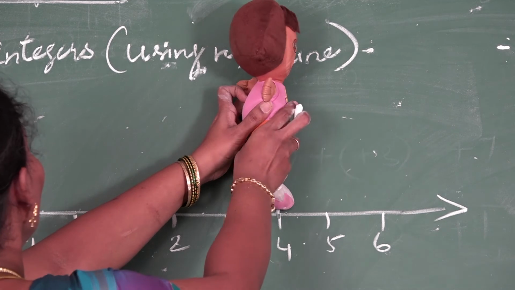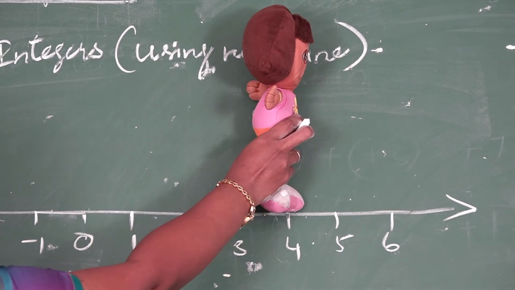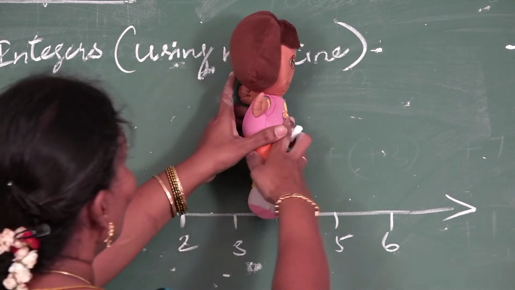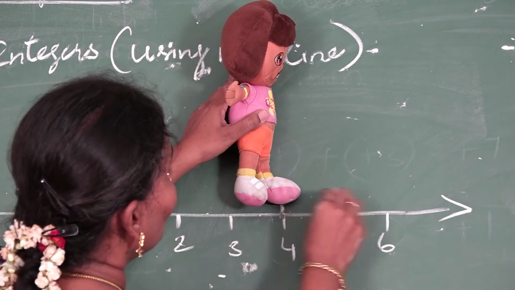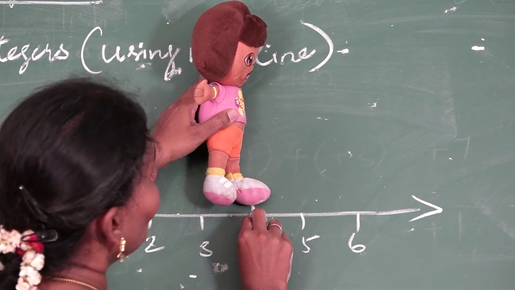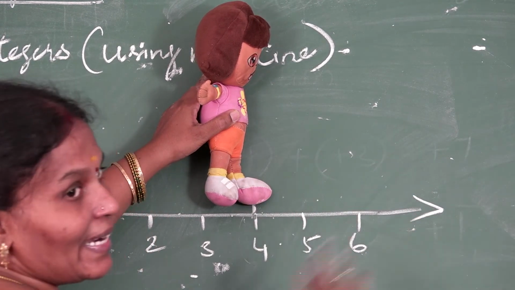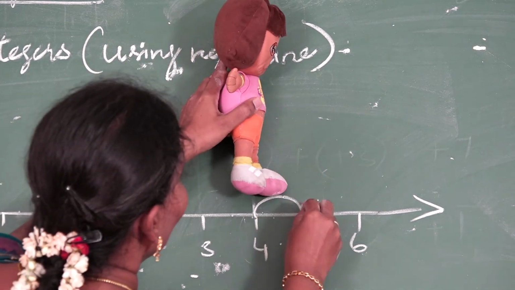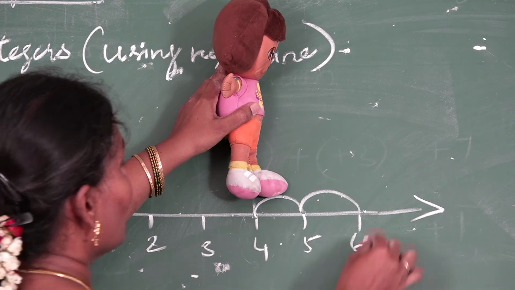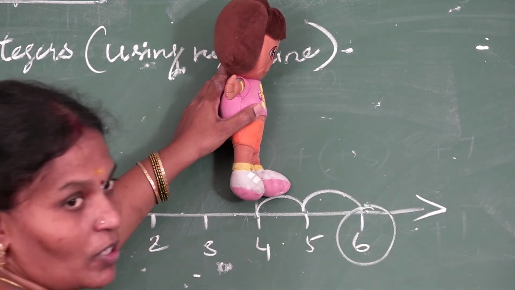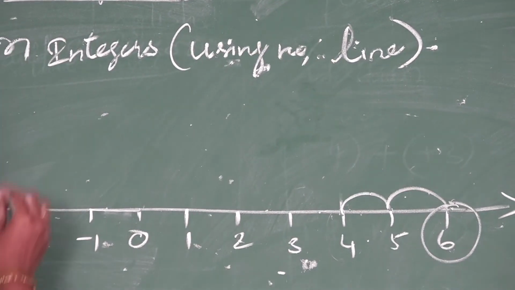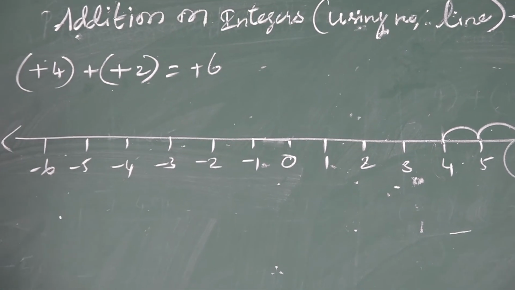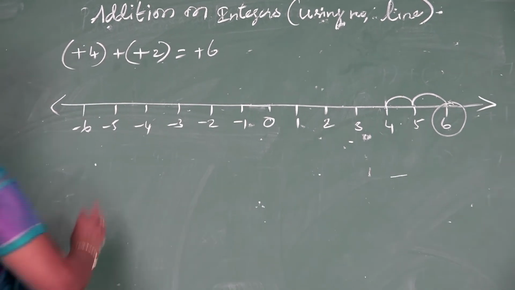Then see here, what is the next integer? Plus 2. So you move 2 steps from 4 on the right side, forward. So 1, 2. What is the answer now? Positive 6. So the answer is plus 6. Do you understand, children? See the next example.